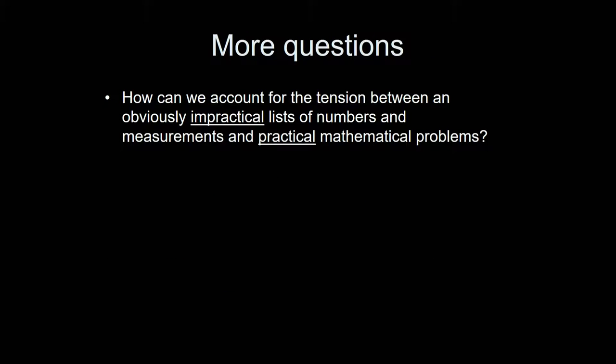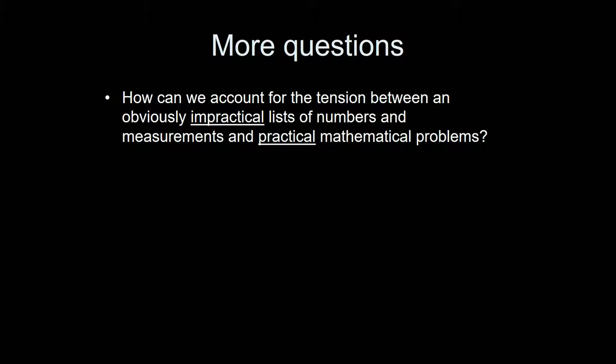More questions that I would like to open. How can we account for this tension between an obviously impractical list of numbers and measurements, and on the other hand, practical mathematical problems? Maybe the answer is that they are not really practical. So although all of them do not fall on what we call the supra-utilitarian side, they all look utilitarian, still, think about the simple questions about the rule of three.